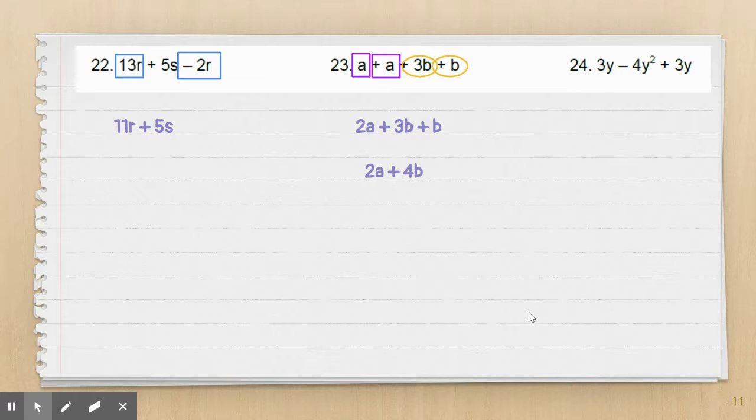And for 24, our like terms are 3y and plus 3y. Again, be very careful. Y to the second power is not the same as y. We cannot combine it with those. This becomes 6y minus 4y to the second power. However, we do want to write this correctly, where our highest exponent comes first. So that minus 4y squared comes first. And again, there's nothing in front of 6y, so it's understood that it is a positive 6y.